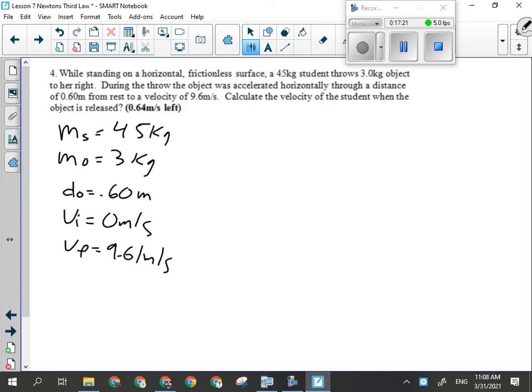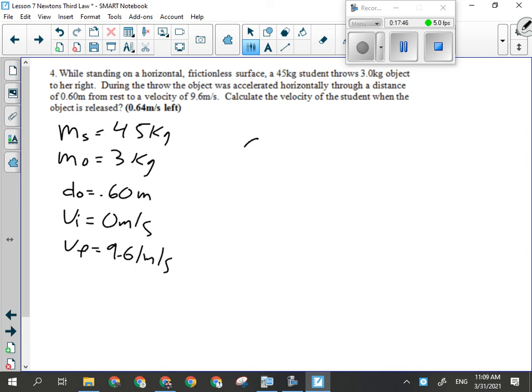Once I have the acceleration of the object, can I find the force on the object? Yes, I can. Mass times acceleration. Would I then know the force on the student? I would, because they're equal. And since the student also starts from rest, I'd be able to solve for the final velocity of the student. So here's what I'm going to do.